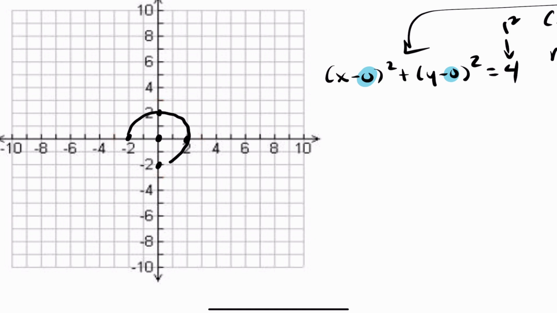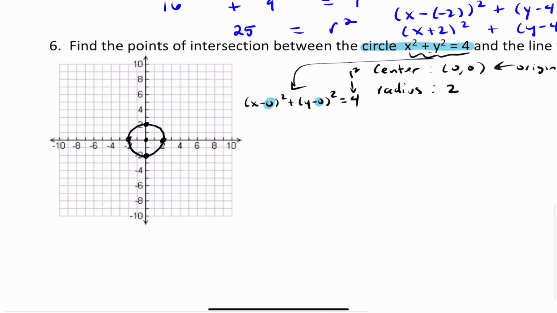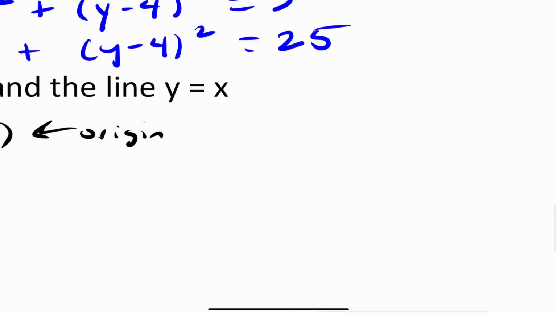So let's go ahead and connect the dots here. So we should have a circle. So there you go. We graphed our circle. Now we also have to graph this line, y equals x.